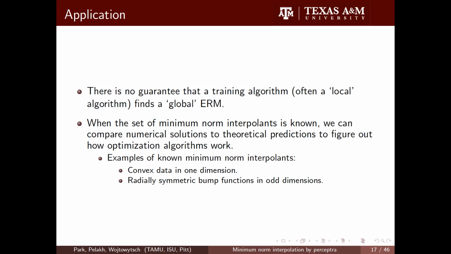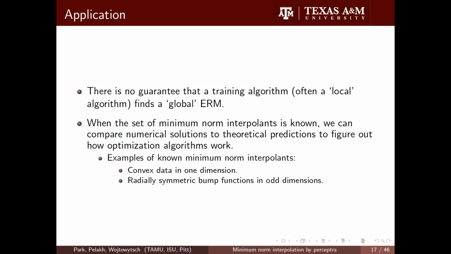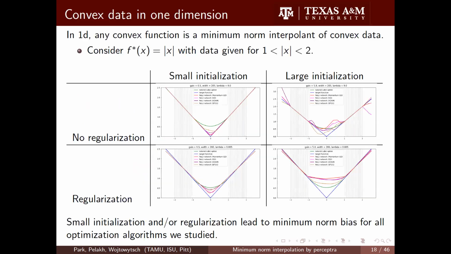Examples of known minimal norm interpolants are two things. First of all, convex data in one dimension. I'll explain what it is later. And second is a radially symmetric bump function in all dimensions. I'll also explain this later. So convex data in one dimension is the first example. Do you have any questions so far? Okay.